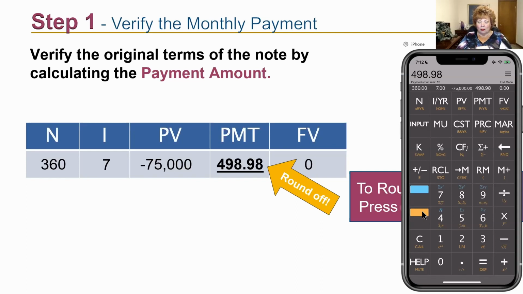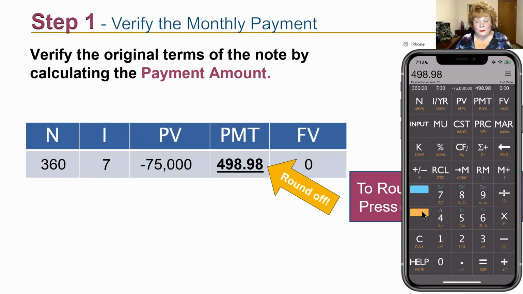So we're going to hit shift round, and then we have to hit the payment, because by hitting the payment, it rounds the number that is in the payment register. Okay. And we can check that by doing shift display equals, and you can see it's rounded. So I only round if I'm actually writing a note or a modification. When I'm just getting a quote out, it's such a small amount that it's not going to affect my quote.